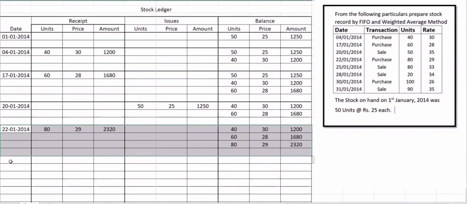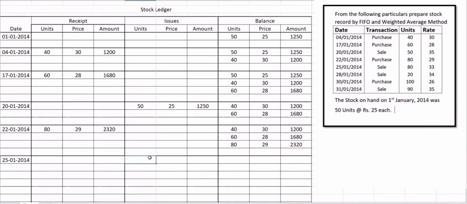After that, on 25th January 2014, we are selling units. How many units are we selling? There is a sale of 80 units. Again they have given a rate, but in case of sales, we do not record the rate. What rate do we take? The rate which we have paid for the purchase. So here 80 units we are selling.